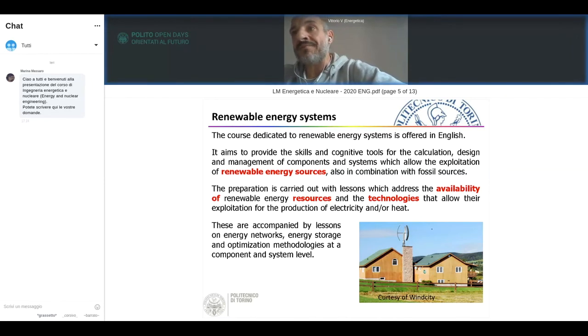Well, the lessons, the topics are related with the availability of the renewable resources, and also the operation of the different technologies. In addition, we have some specific topics related with energy networks. This means the electricity networks, but also thermal and gas networks, together with energy storage, optimization technologies, at a component and at the system level.